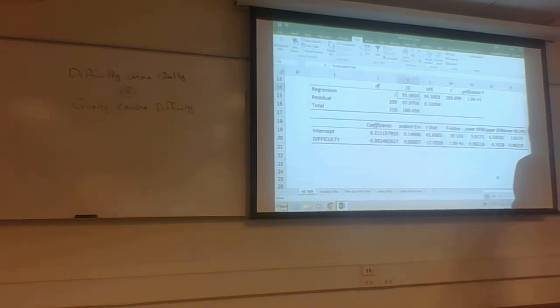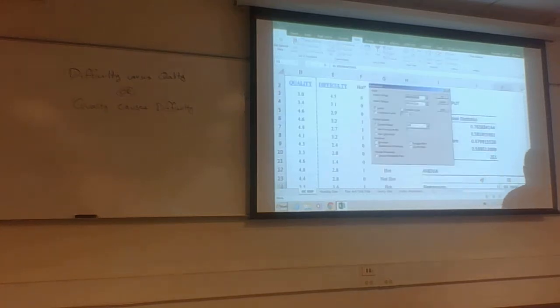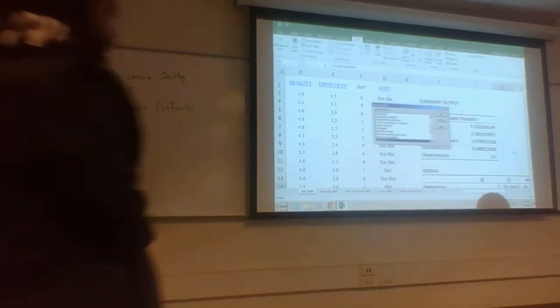Yeah. What did you put on after data analysis? Data analysis, regression. So you go down to the regression section right there, and then you click OK, and that will give you the table. And then you put in D2 to D213, and E2 to E213, hit the labels, pick a good place for the output, et cetera, et cetera. Okay.